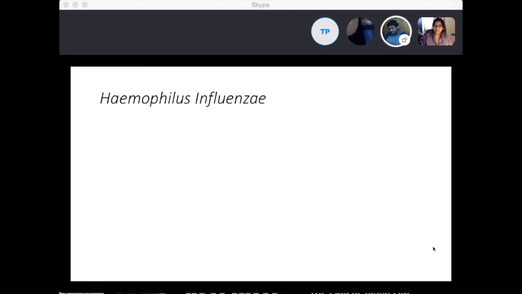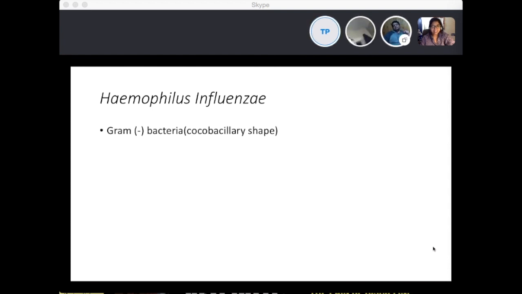Haemophilus influenzae. Can you guys tell me the shape of this bug? Is it a rod, a bacilli? Is it gram-positive or gram-negative? Yeah, it's a rod. Gram-negative? Yep, so it's a gram-negative bacteria. It has a cocobacillary shape, or it's also known as a rod.